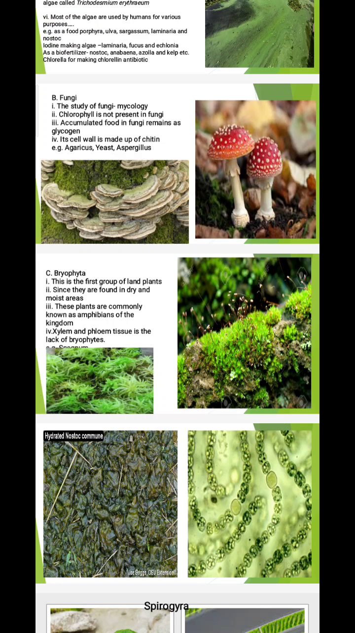Then the third unit is on bryophyta. So bryophytes are the first group of land plants, and they are mostly found in dry and moist areas. They are commonly also known as amphibian plants, and they lack xylem and phloem. So you have to see in the picture, this mostly occurs in moist and dry places.